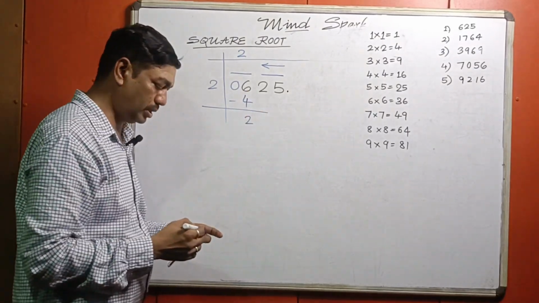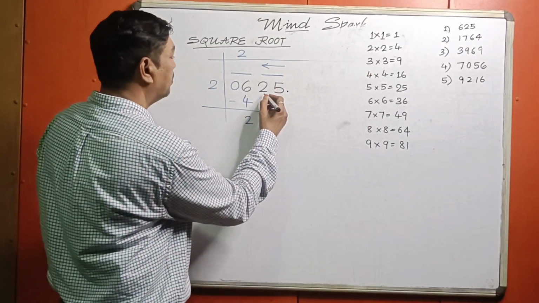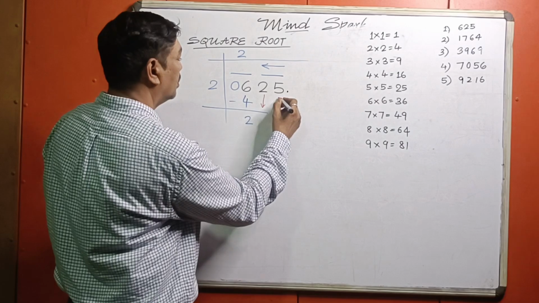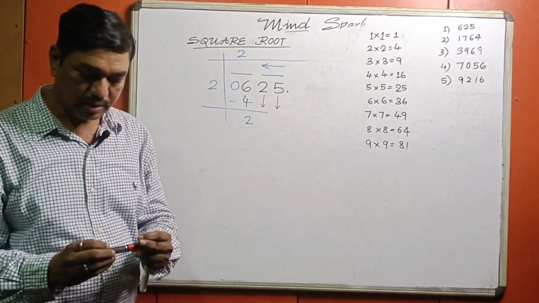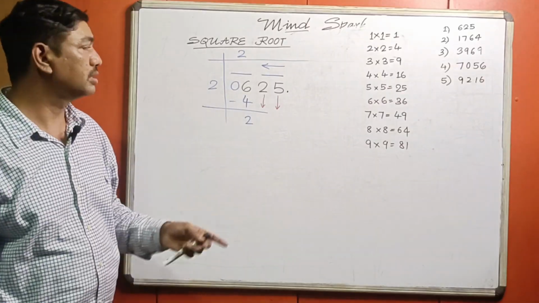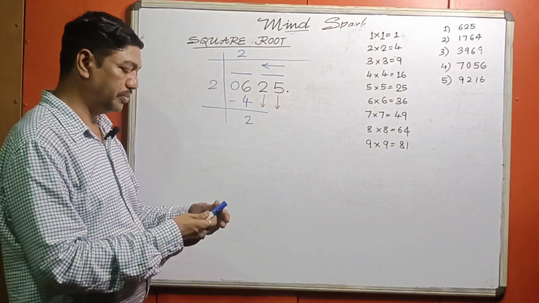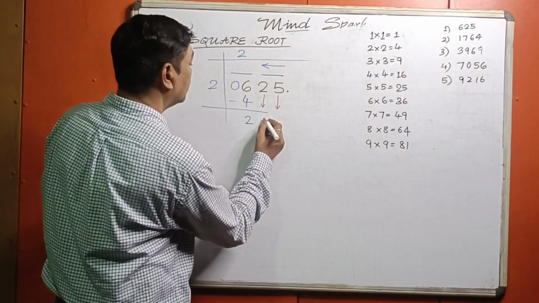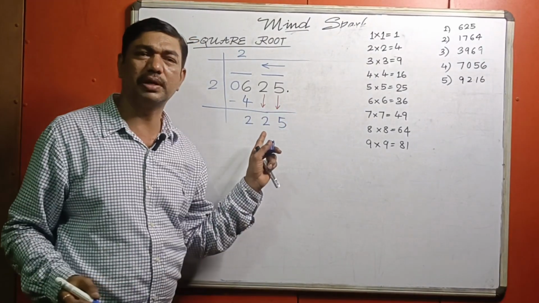So 6 minus 4 is 2. Then you have to bring down 2 digits at a time. Which digits? That is 2 and 5. Bringing down 2 and 5, what is the new number? The new number is 225.